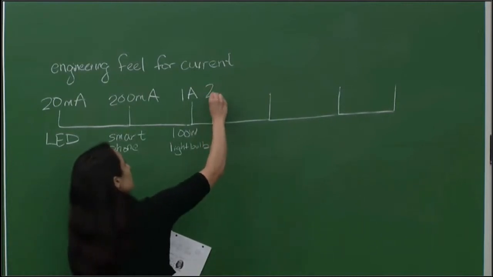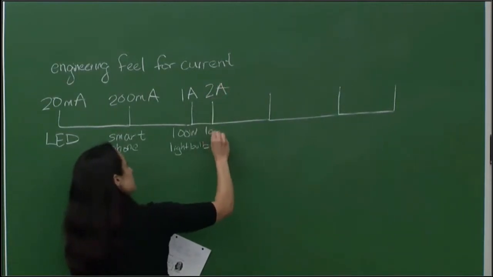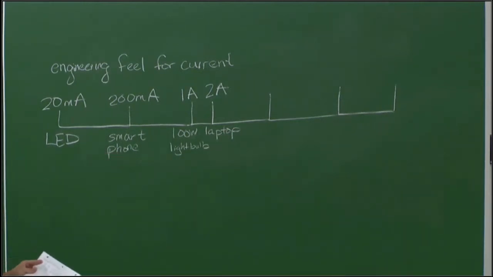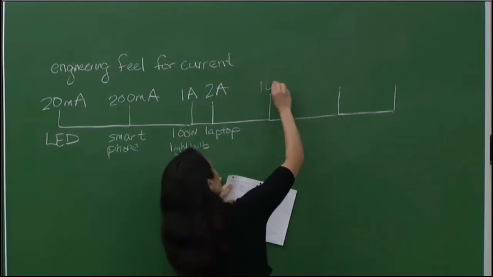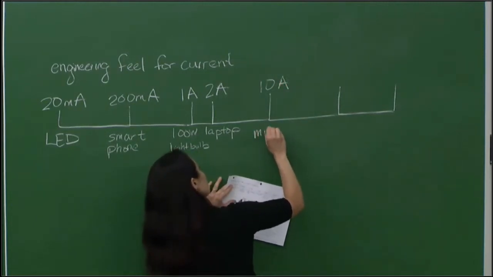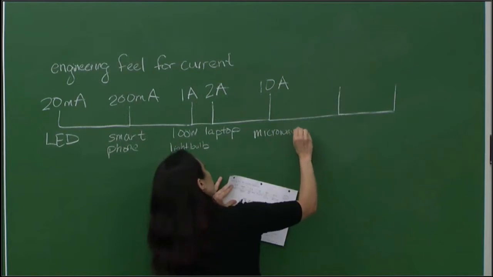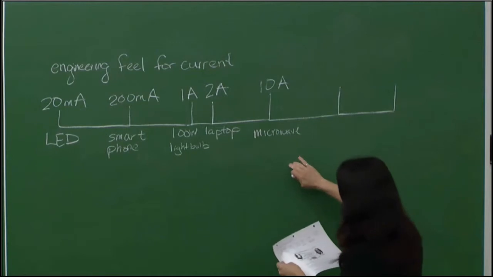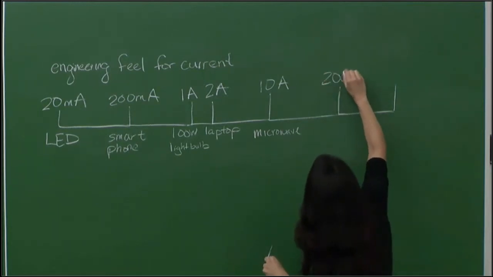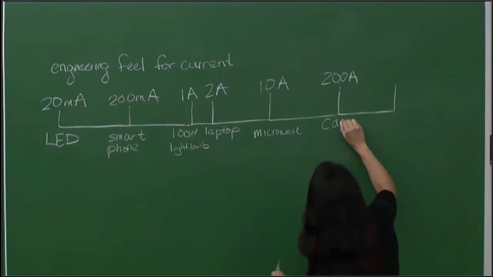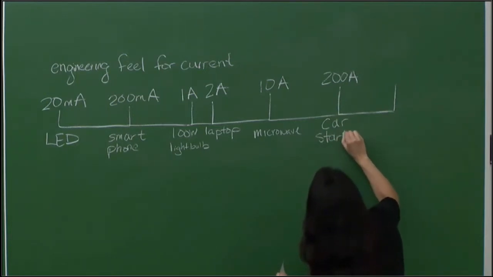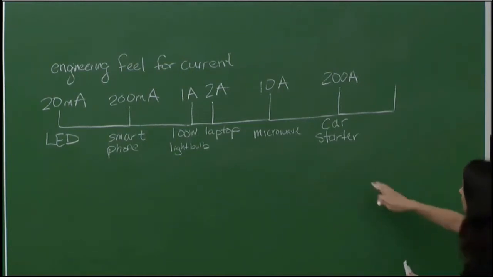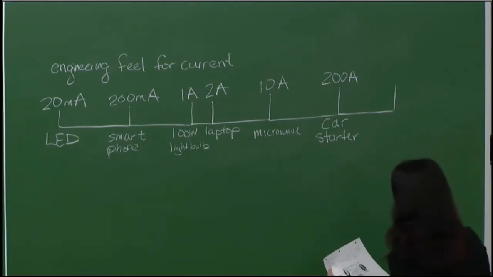If you're surfing the internet on your laptop during my class, you're using about 2 amps to run that. If you're going to go microwave some lunch after this, you're going up to about 10 amps, so an order of magnitude larger than an old school light bulb. If you drove here, your car starter needed about 200 amps to get going, so that's why the starter is really important to get that flowing through there to make the electrical connection.